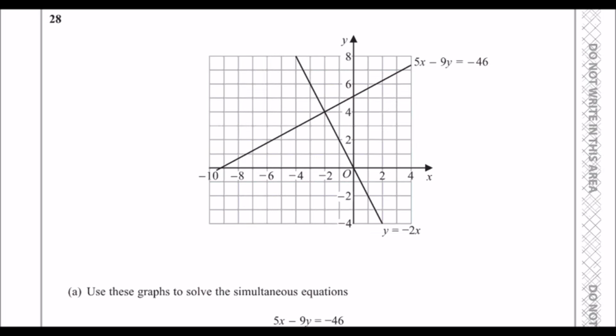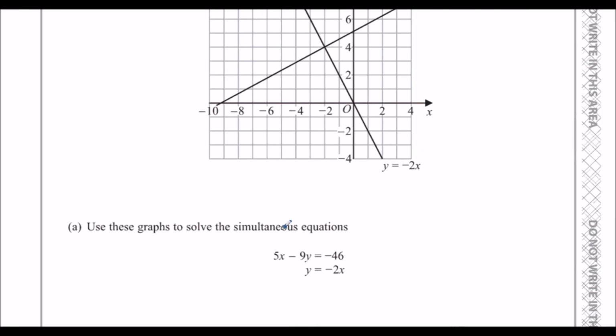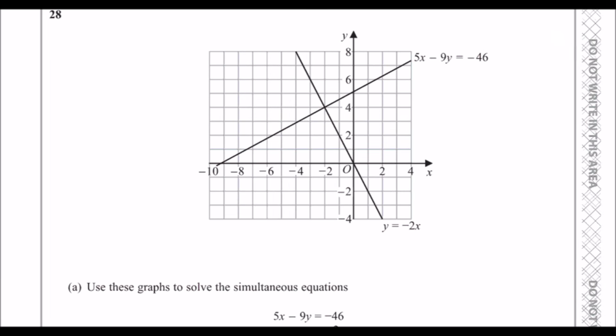Question 28. Use these graphs. So we've got 2 graphs drawn here. It says use the graphs to solve the simultaneous equations. On a graph, where the 2 graphs intersect is the solution to the simultaneous equations. So this is our solution. x is -2 and y is 4.